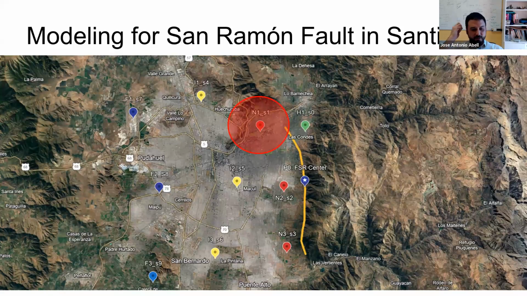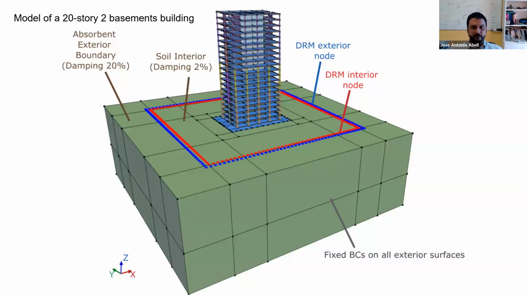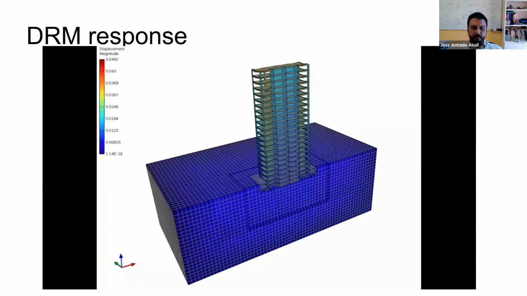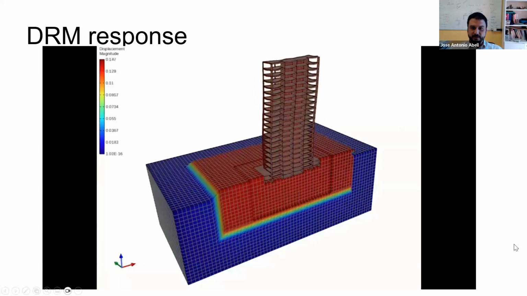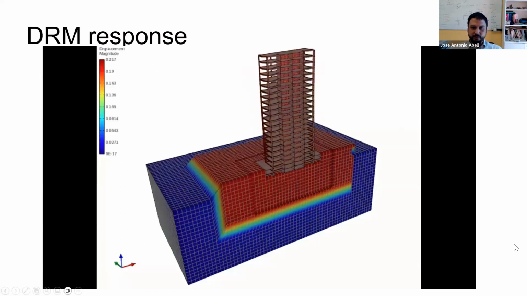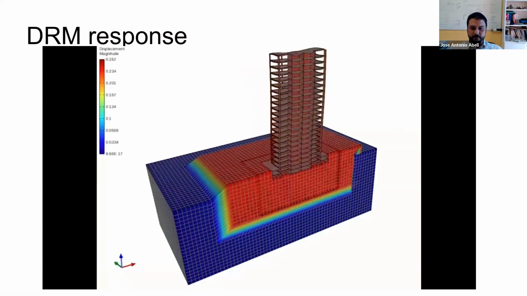And then let's take a look. This is going to be the final example I show. What happens if we model tall buildings along Santiago? So right now we're going to move over to that near field station at the north or northeast of Santiago, and we're going to put this building over there, and we're going to subject it to motions coming from the San Ramón fault. And this is what these simulations look like. This is a very fun video to watch. I'll let it play for a little while.